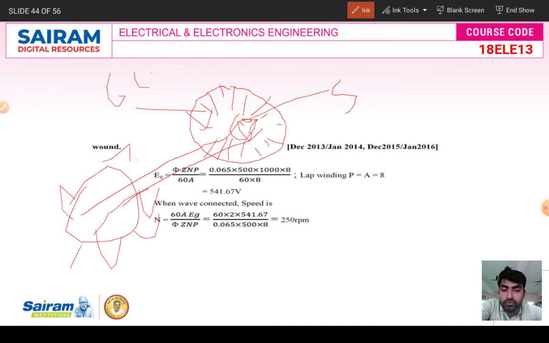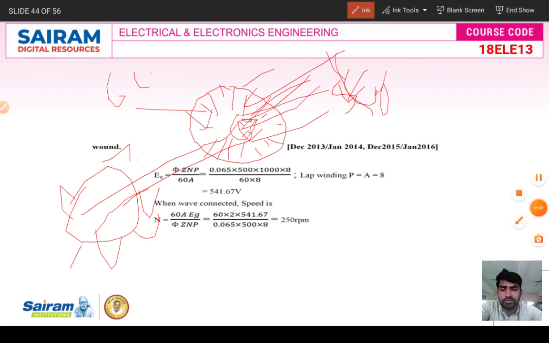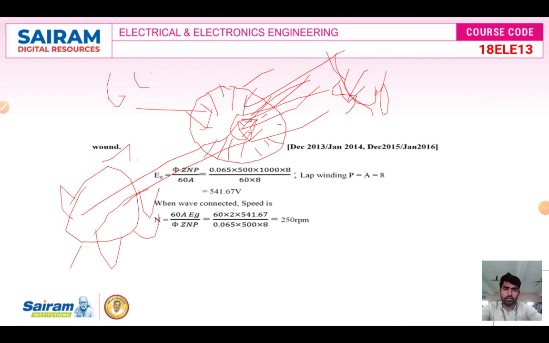Okay, and if it is lap connected, parallel paths is equal to number of poles, so 8. So for this one, what about EG on the output side of the conductor? EG we want to calculate, and the same if it is wave connected, what about the speed we calculated, right? So this is a concept we actually solved for the DC generator. Similarly we can do it using DC motor problems also.